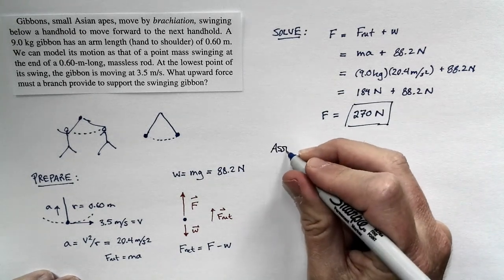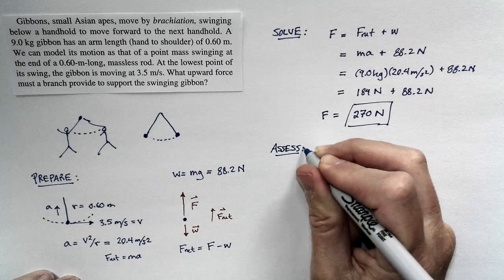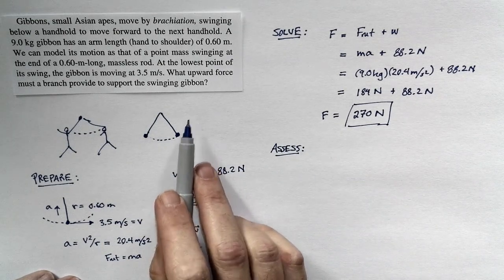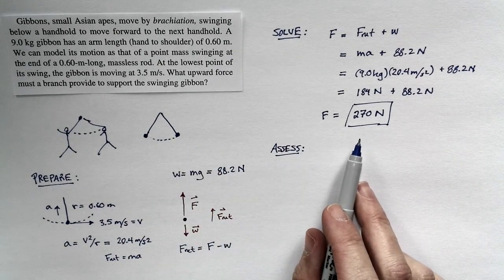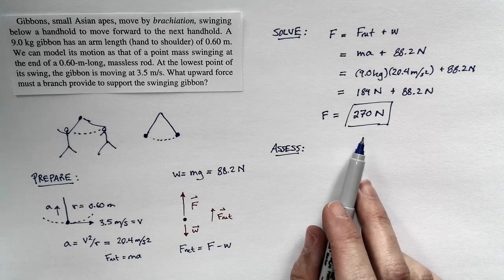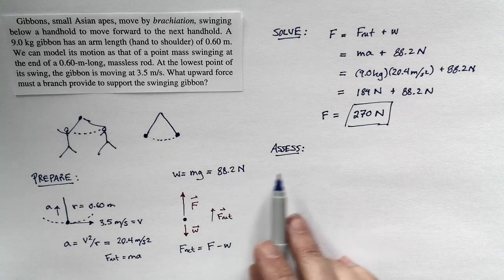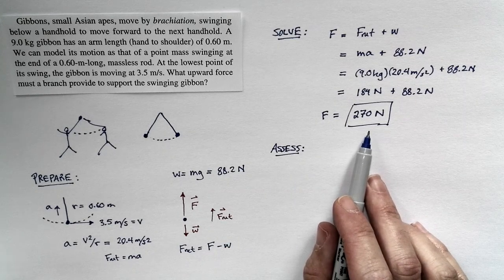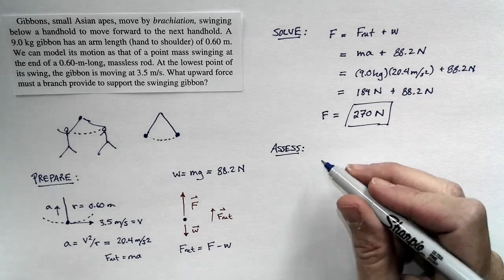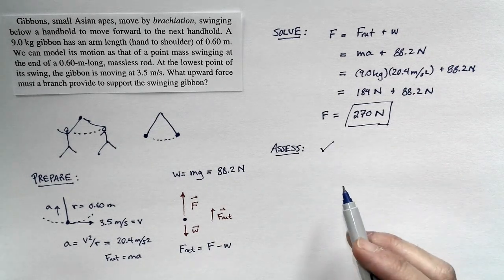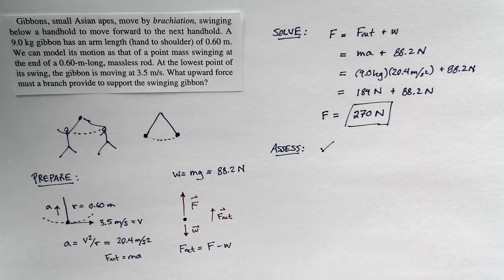Let's assess our result. At the start of the problem, I said, I think this is a pretty athletic endeavor, and I expect the force to be a couple of times bigger than the gibbon's weight. And in fact, it is. The gibbon's weight is about 90. This force is about 270. And so, in fact, this problem matches our understanding of the way the world works.